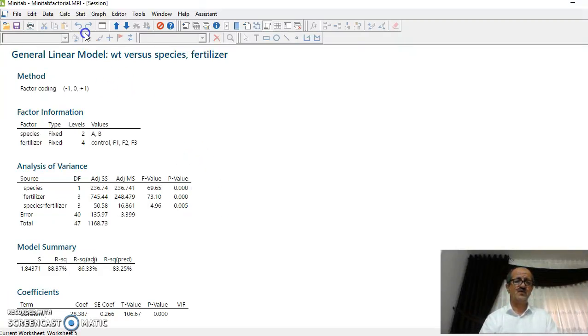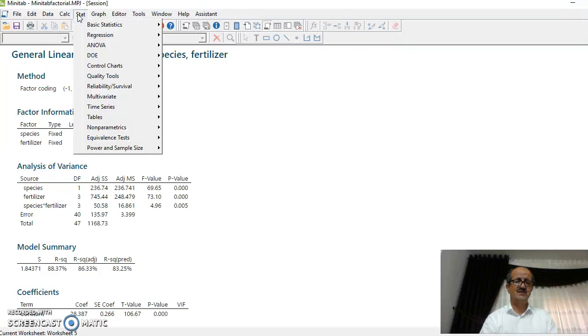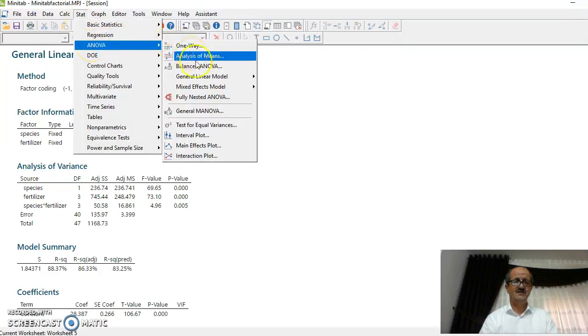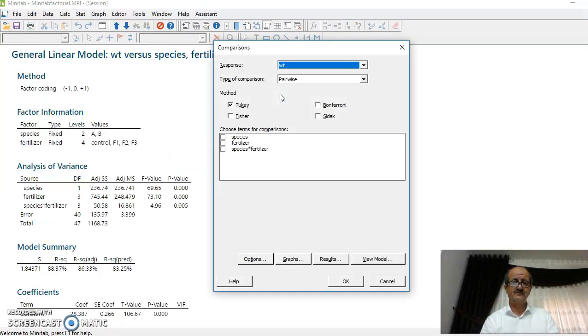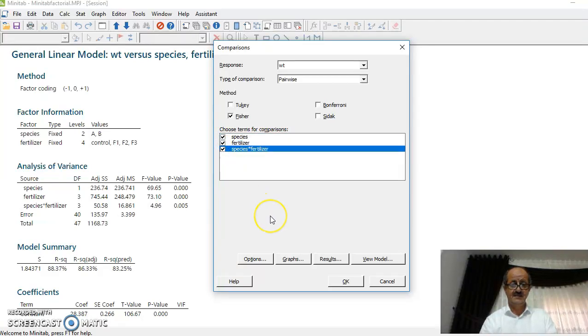Therefore, we go forward to the mean separation: General Linear Model, Comparisons. We use the Fisher test, and we mark all the factors and the interaction because they were significant: species, fertilizer, and species by fertilizer.